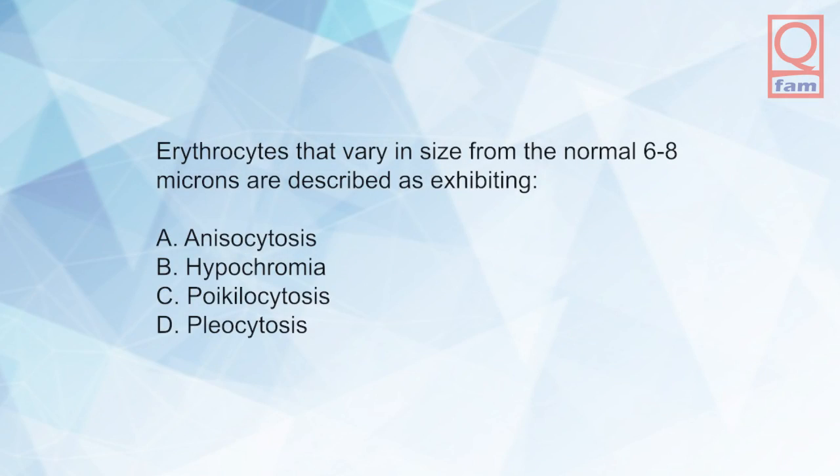Erythrocytes that vary in size from the normal 6 to 8 microns are described as exhibiting A. Anisocytosis. B. Hypochromia. C. Poikilocytosis. D. Pleocytosis. The answer is A. Anisocytosis.